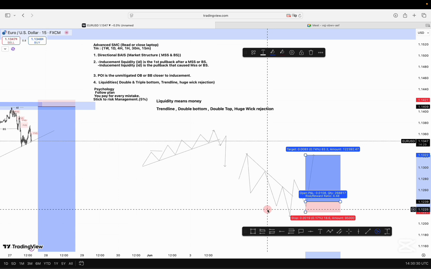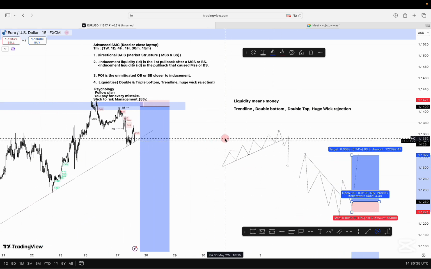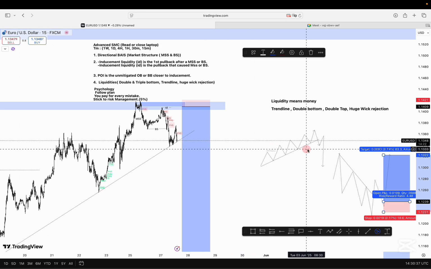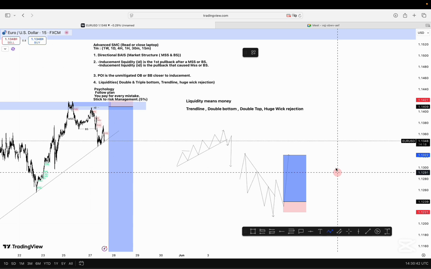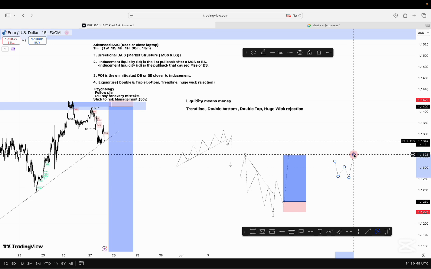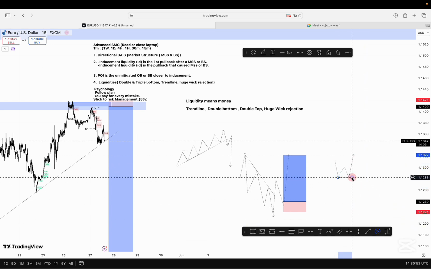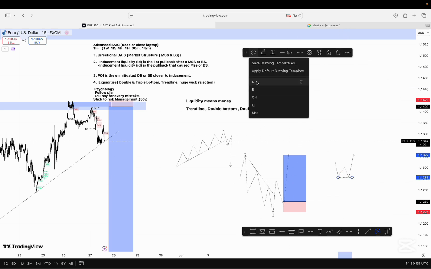That's how it is. Then we have what we call double top and double bottom. Double top and double bottom is also a liquidity. Let's say you have equal lows, something like a W. This is a double bottom. It's a liquidity. Whenever you see something like this, know that it's a liquidity. So you just identify it.